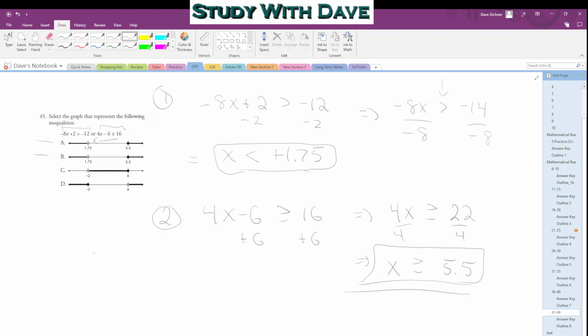And it looks like A and B are the same, aren't they? Well, that doesn't make any sense. There must have been a typo here because both of these are the same. So for this one, A or B are the correct answers.